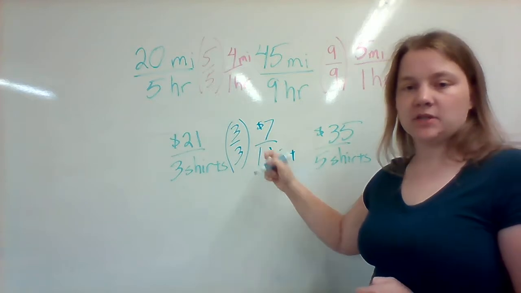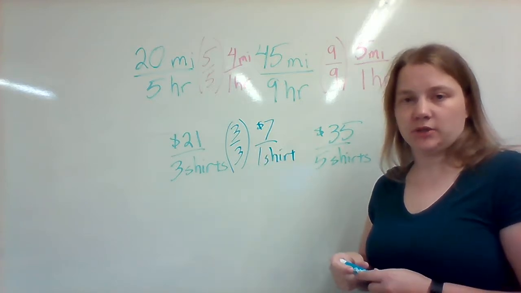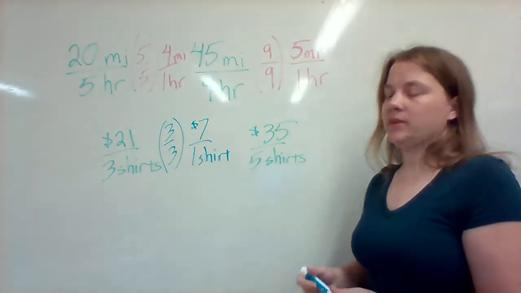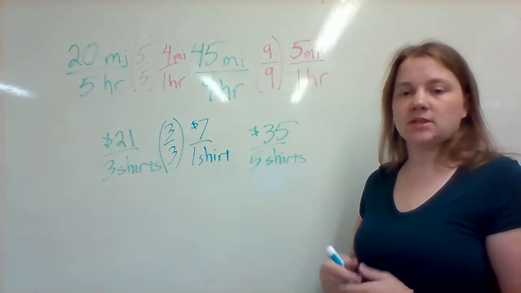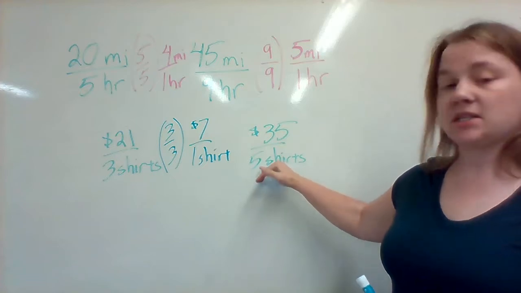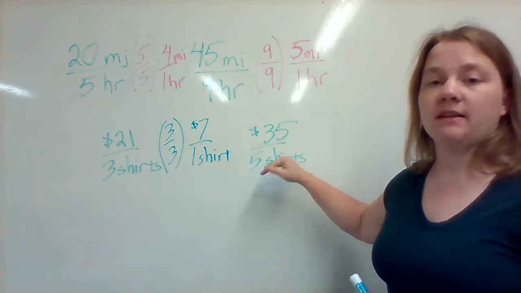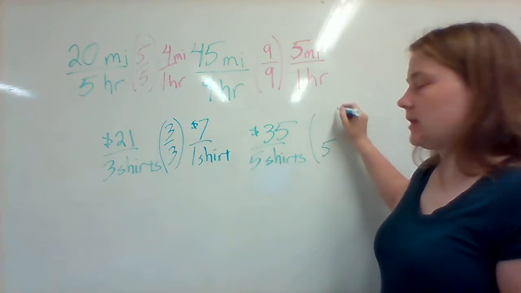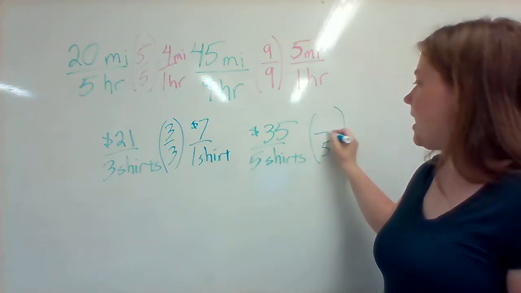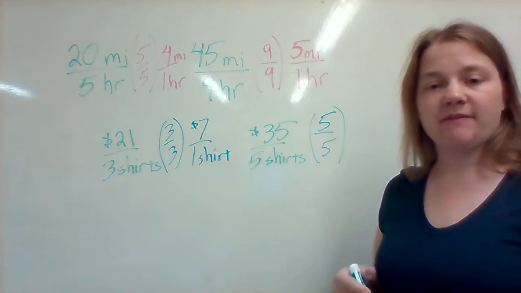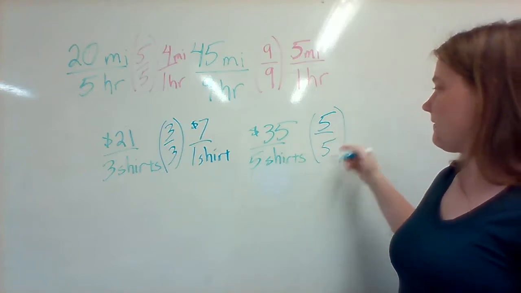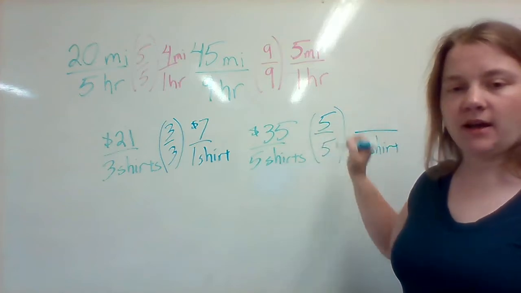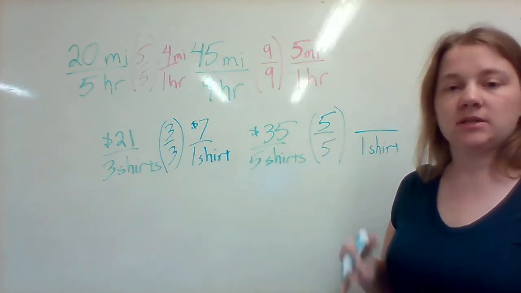So in the first example, it's $7 for a shirt. In the second example, $35 for 5 shirts. We also need to get a unit rate. We need to get this 5 down to a 1. And to get 5 down to a 1, I need to divide by 5. Whatever I do on the bottom, I have to do on the top. So I'm going to divide by 5 over 5. 5 divided by 5 is 1. 35 divided by 5 is going to be 7.